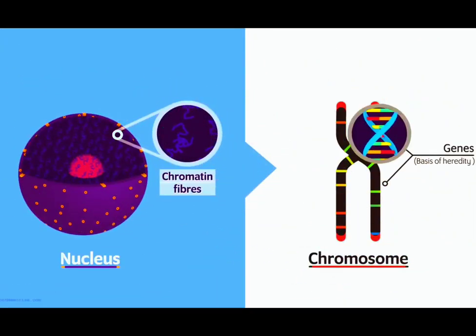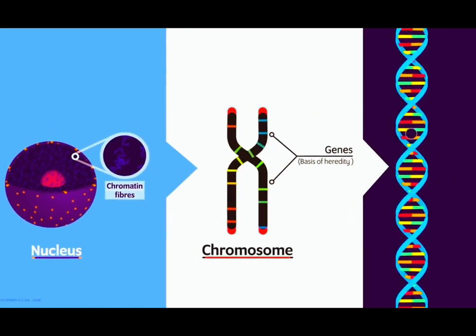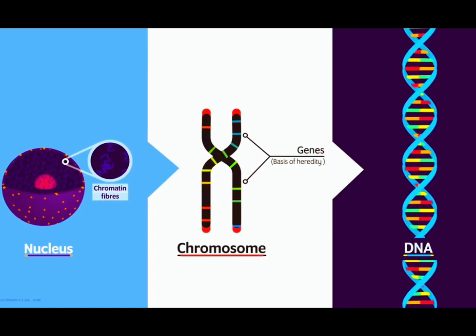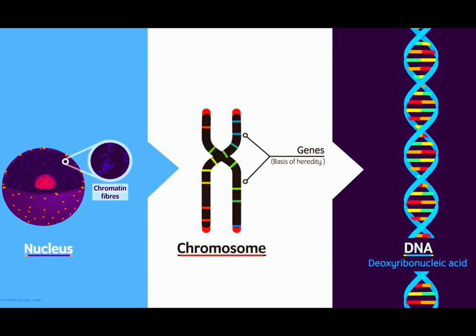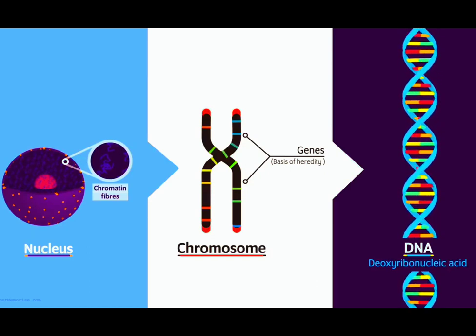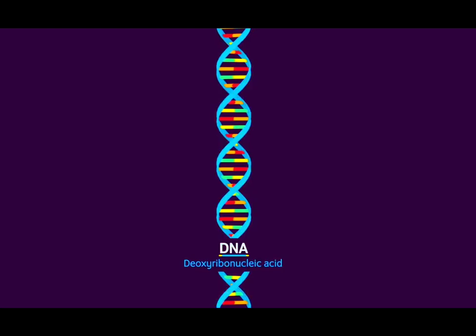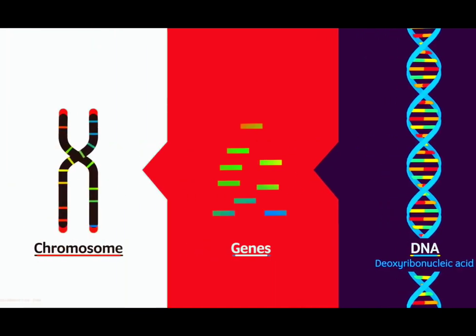Now let's zoom in a bit more. Any idea what these functional segments named genes are made up of? Genes are made up of molecules of DNA. You heard me right. Deoxyribonucleic acid, abbreviated as DNA, forms the genes. So now if we go in the reverse manner, then we have DNA molecules forming functional segments called genes. Many such genes come together to form the chromosomes.